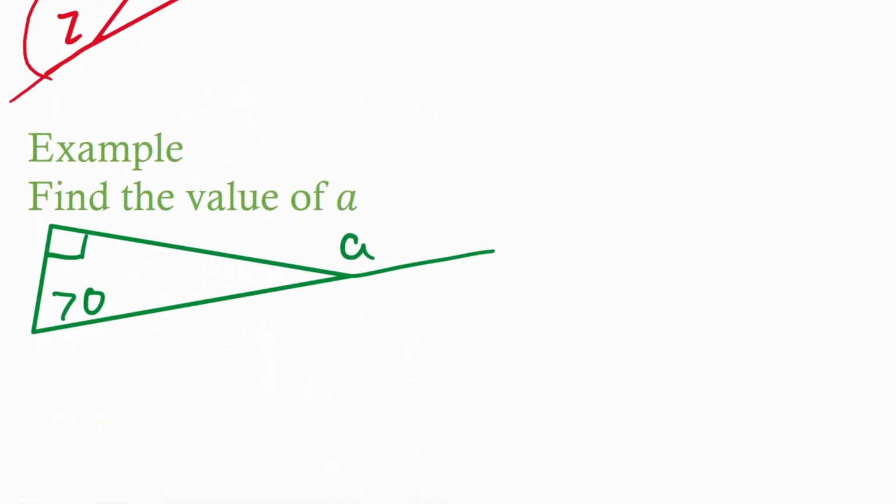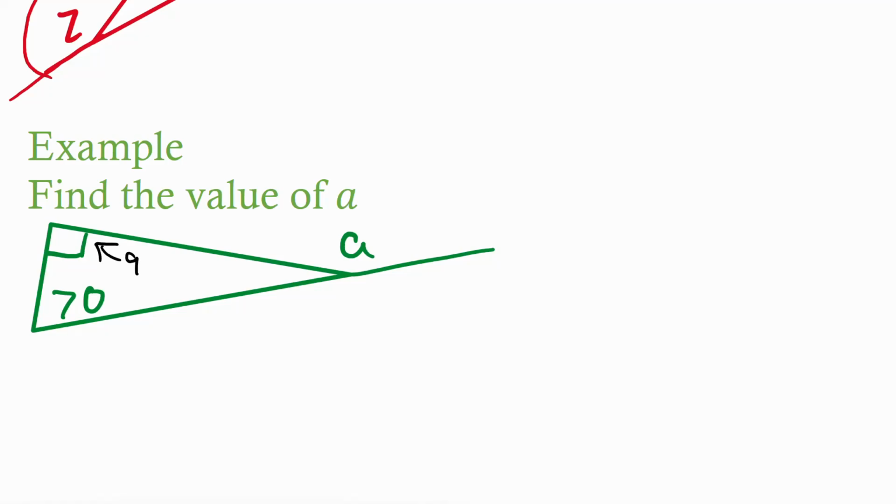So we do an example here. Remember, this is a right angle, so that's 90. So I know that A is going to equal, because that's my exterior angle, 90 plus 70, because they're my two interior angles, which is 160.